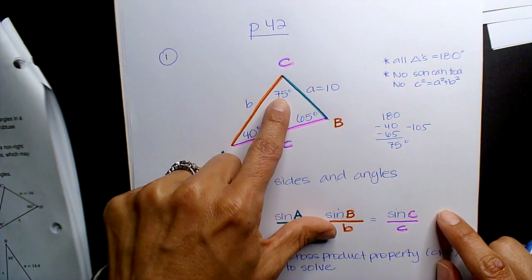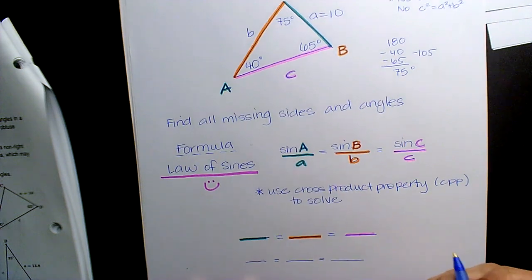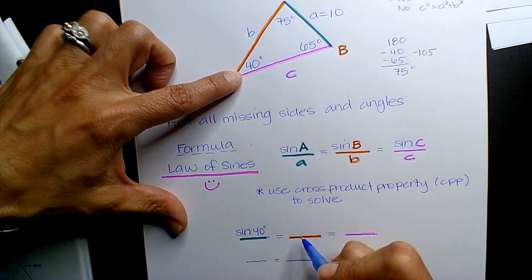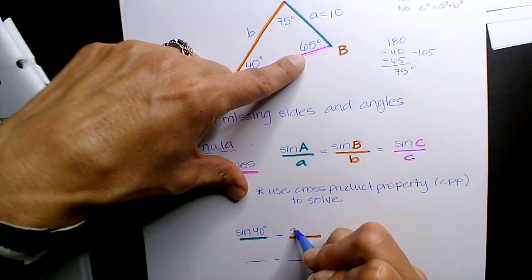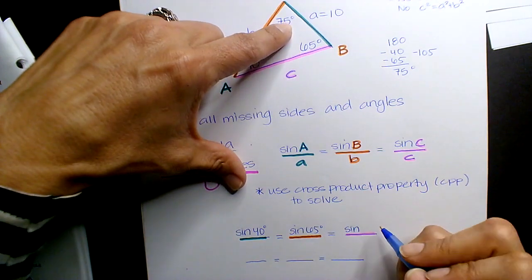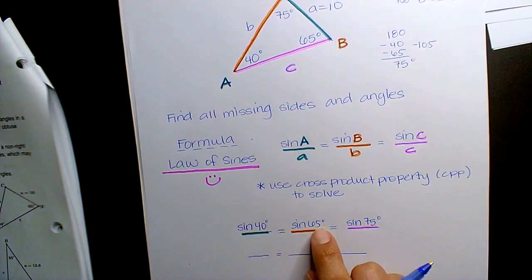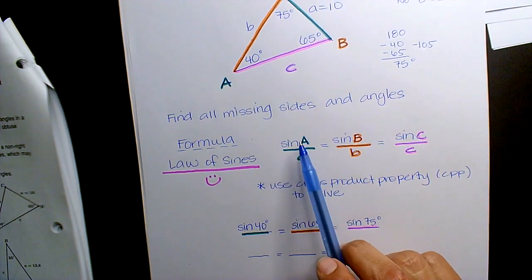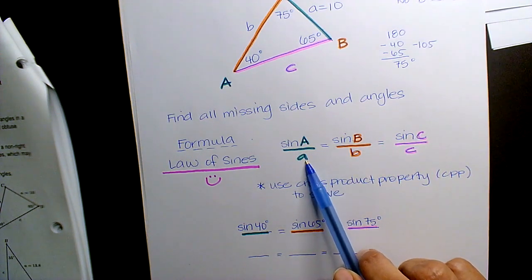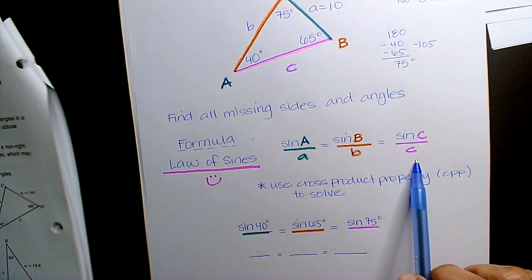Okay, so this is 75 degrees. So I know sine A. If I try to fill it in, sine of A is sine of 40 degrees, sine of B is 65 degrees, and sine of C is then 75 degrees. And now I'm going to put the lengths underneath. Your formula is the sine of the angles over, meaning the denominator, the length of the opposite side. So degrees on top, lengths on the bottom.